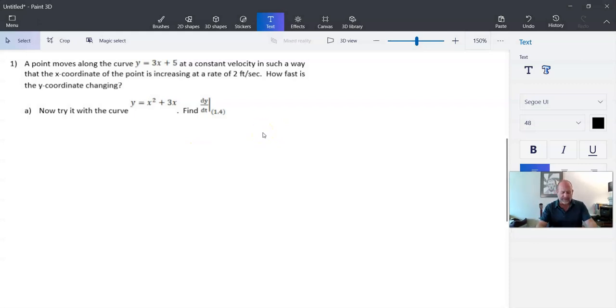Okay, so this is an example where we have a line moving along the curve, right? And yes, this is a straight line, but it is called a curve, even though it just has zero curvature. Anyways, it's moving along this curve, y equals 3x plus 5, and it's moving at a constant velocity in such a way that the x-coordinate is increasing by 2 feet per second. And so what we want to know is how fast is the y-coordinate changing? Now, there's some implied things in here.